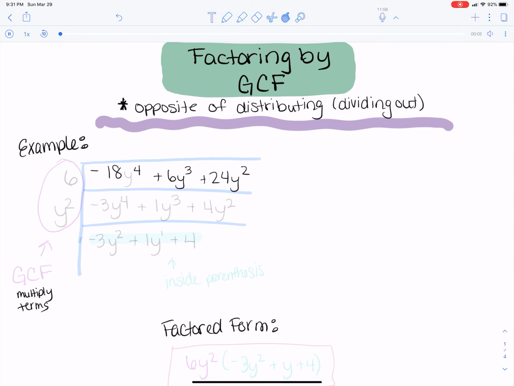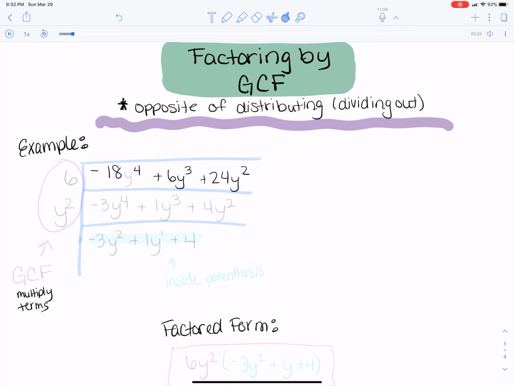All right, so we're going to review factoring, and right now this is going to be factoring by GCF. So remember, when we're factoring, we're doing the opposite of when we were distributing or foiling, so we're pretty much undoing that. So when we factor, we divide out. All right, so let's look at our example 1.